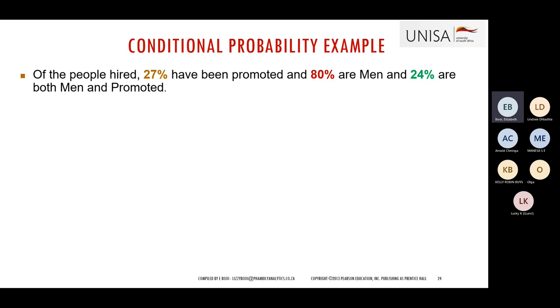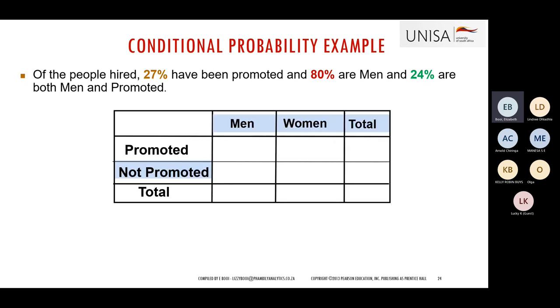So we can draw up a nice contingency table for ourselves and have the top headings, men and women for gender, promoted and not promoted. You can also swap the two. It doesn't really have to be men and women at the top. I could have written it the other way around as well.